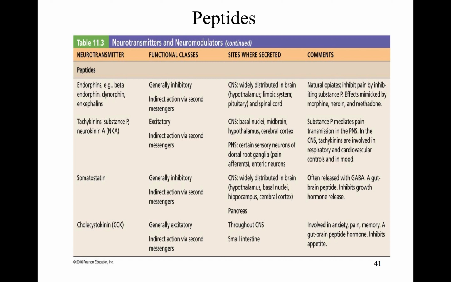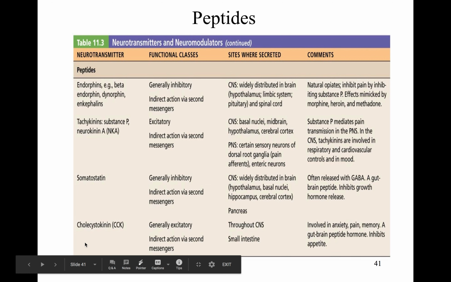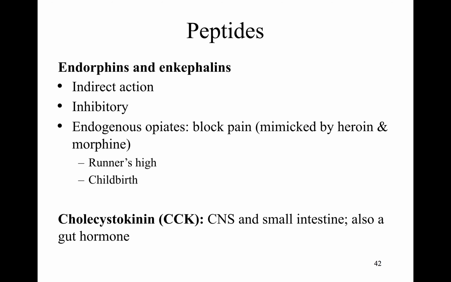Certain peptides can also act as neurotransmitters. So we're going to focus on just a couple of peptides. We're going to focus on our endorphins and enkephalins and cholecystokinin. So peptides can also act as neurotransmitters. Endorphins and enkephalins are two peptides that act indirectly or using secondary messengers. They're typically inhibitory, and they're acting as endogenous opiates in order to block pain. So these are endogenous opiates that are functioning to block pain.